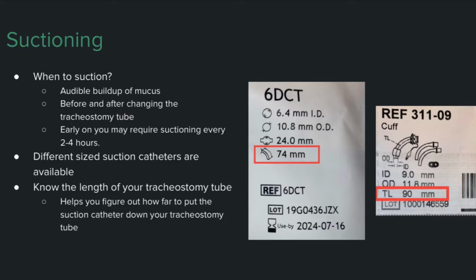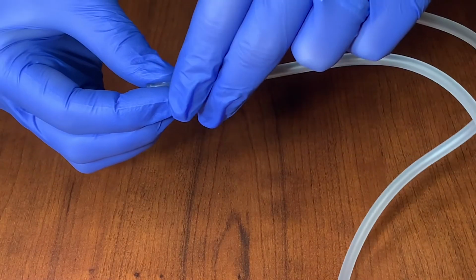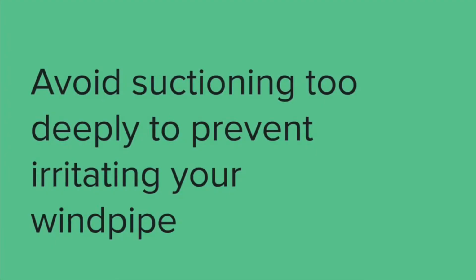You should know the length of your tracheostomy tube. It is typically listed on the packaging of your tracheostomy tube. Using this length as a guide, it can help you determine how far to advance the suction catheter into your tracheostomy tube. We generally recommend measuring out the length of the tube on the suction catheter. That way you don't suction beyond the tip of the tracheostomy tube too far. This will help prevent irritation to your windpipe.